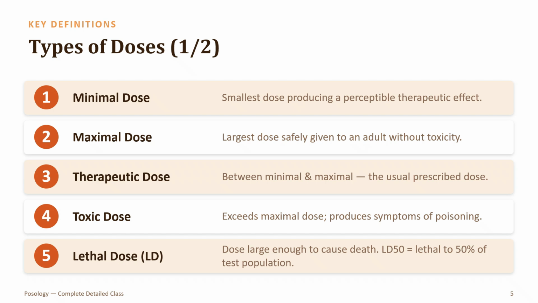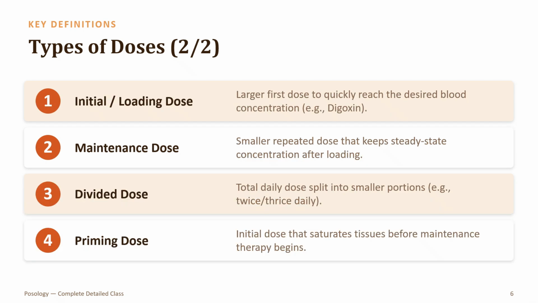Next is the lethal dose, the dose that is large enough to cause death. In pharmacology, you come across LD50, the dose lethal to 50% of a test animal population. This is important in toxicology and drug safety studies. Initial dose or loading dose: a relatively larger first dose given to quickly achieve the desired therapeutic drug concentration in the blood, especially for drugs with a long half-life, like digoxin.